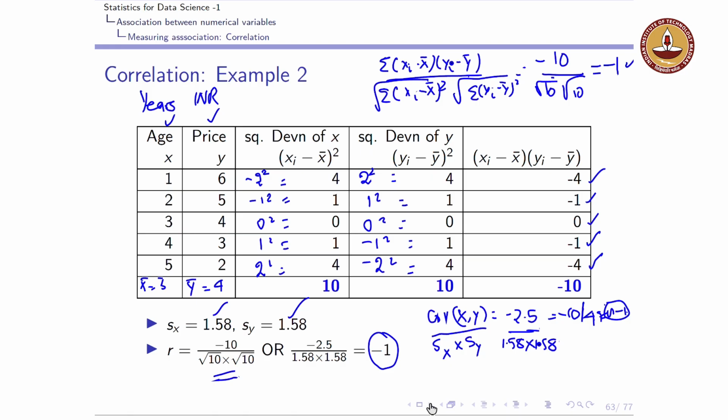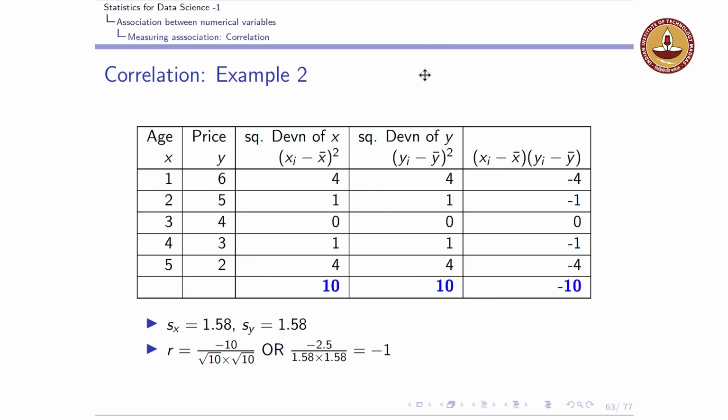So, we have already seen from the scatter plots of both of these, with age on one axis, which is 1, 2, 3, 4 and 5, and price on the other, 1, 2, 3, 4, 5, 6, I have these as my points. 3 is a 4, 4 is a 3 and 5 is a 2. So, you can see that as my car gets older, the price drops and there is a perfect negative correlation between age and price.